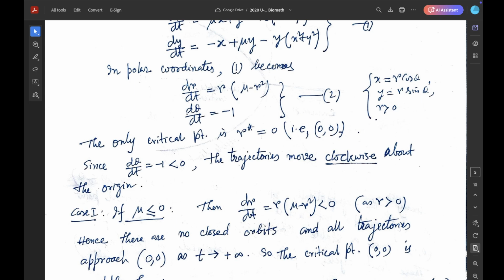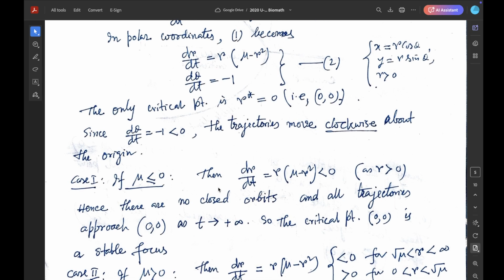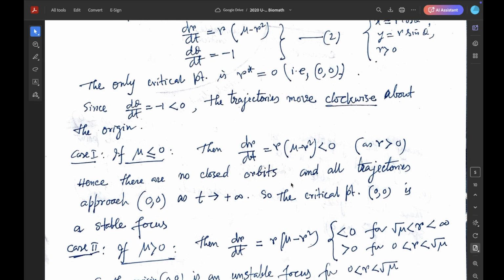Since d theta/dt is negative, trajectories move in a clockwise sense about the origin. Case 1: when mu is less than or equal to 0, dr/dt equal to r (mu minus r square) is negative, as r is positive and mu is negative. Hence there is no closed orbit and all trajectories approach the origin as t tends to plus infinity. So the critical point (0, 0) is a stable focus. So dr/dt is less than 0, no closed orbit, and all trajectories approach (0, 0).